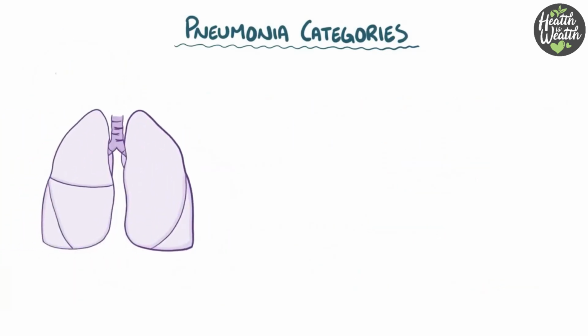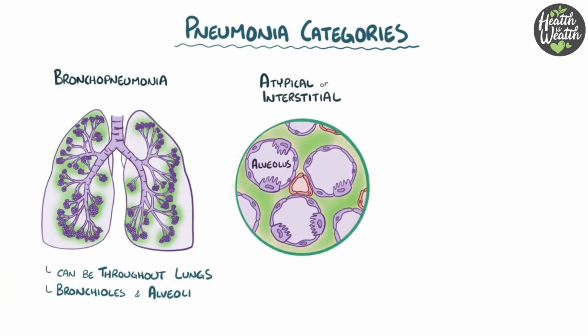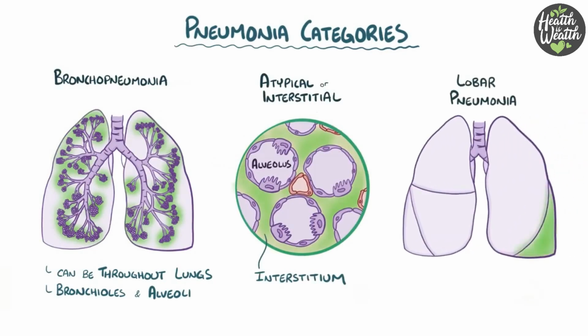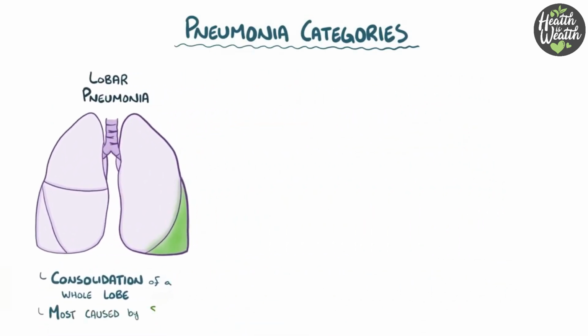Another way we can characterize pneumonia is by where the infection is. In bronchopneumonia, the infection can be throughout the lungs, involving the bronchioles as well as the alveoli. In atypical or interstitial pneumonia, the infection is mainly just outside the alveoli, in the interstitium. And in lobar pneumonia, the infection causes complete consolidation of a whole lobe of the lung, meaning that the entire region is filled with fluid. The vast majority of these are caused by Streptococcus pneumoniae.